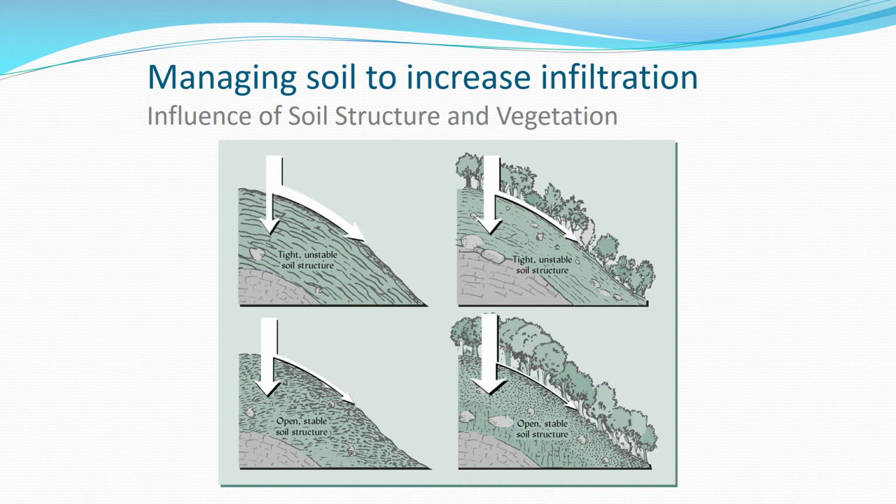In the top right, a majority of water will infiltrate into the soil in a tight, unstable soil structure because there's a lot of vegetation on the surface that slows down runoff, forcing the water to hang around and be infiltrated instead. In the bottom right portion of the figure, we can again see a majority of the water going into the ground, infiltrating because of open, stable soil structure combined with surface vegetation that slows it down and decreases runoff.